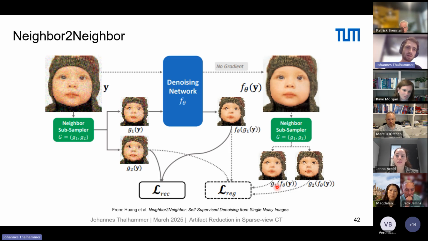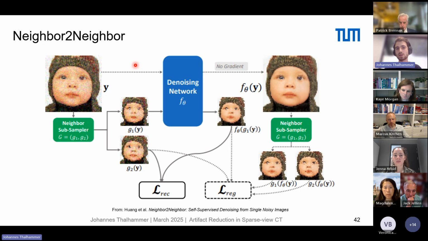And the idea from this algorithm here is that you subsample your noisy image by having 2x2 patches of your images, and then randomly sampling 1 pixel out of each 2x2 patch. And then you get 2 subsampled images, and you feed one of these subsampled images into the network and use the other subsampled image as target and train your network by that.